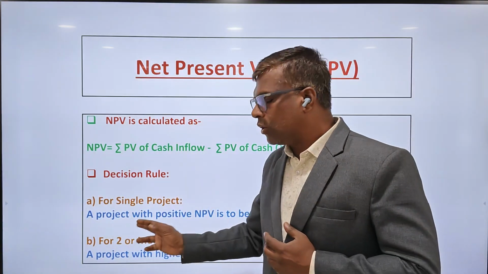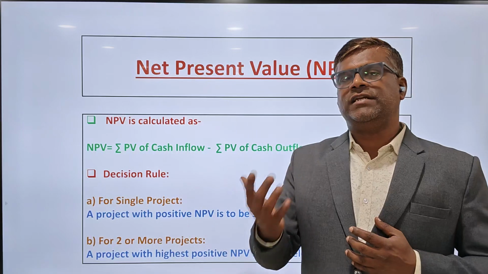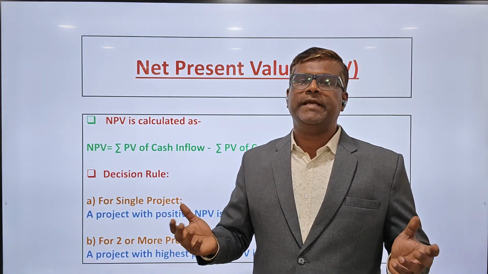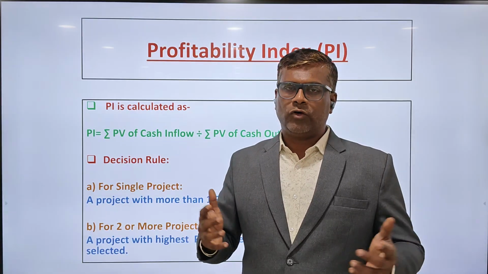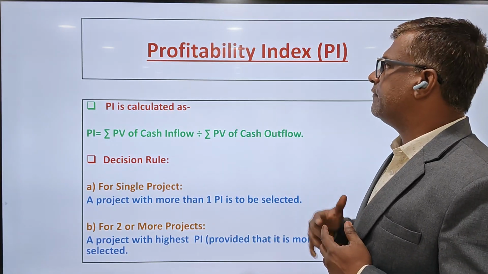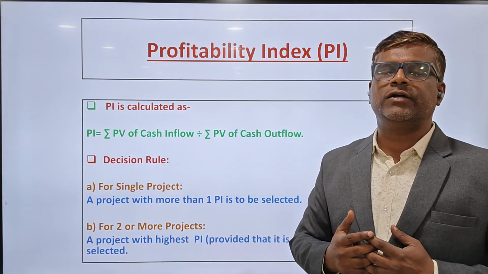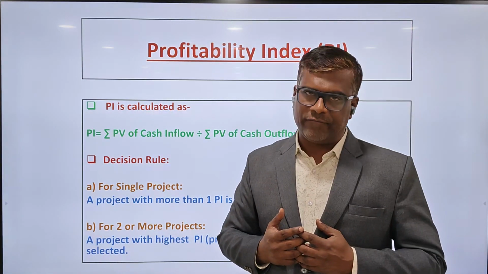And if there are 2 or more than 2 projects, the decision rule is a project with the highest NPV is to be selected. After watching this, let's move our journey to profitability index. Profitability index is another technique of capital budgeting considering time value of money.